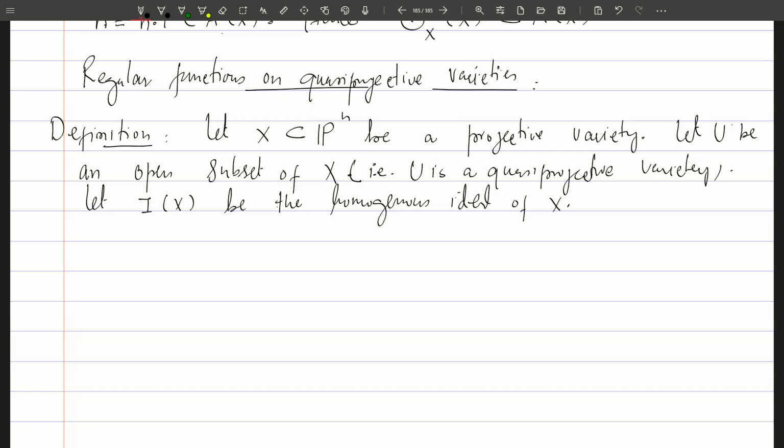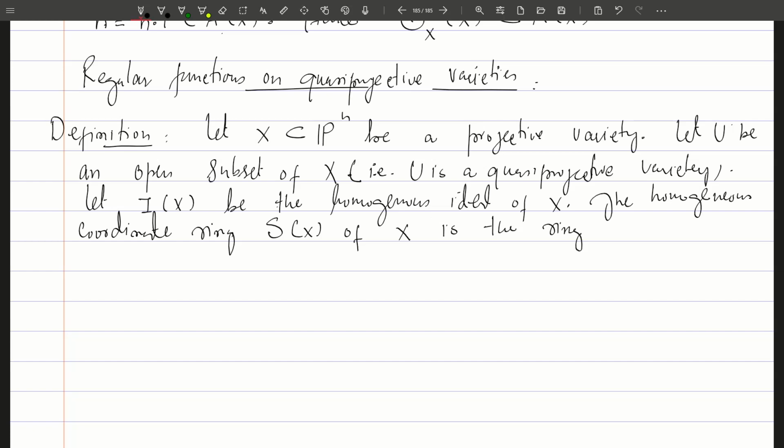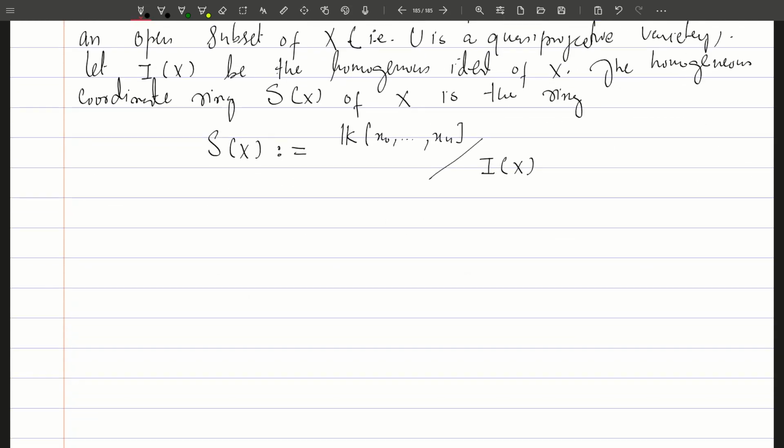So now Ix being prime, it makes sense to define the coordinate ring of X. So the homogeneous coordinate ring, let us call this Sx, is by definition given to be the quotient ring k[x0, ..., xn]. Remember here we have to take n plus 1 variables, modulo the homogeneous ideal of X. So this is the coordinate ring of X.